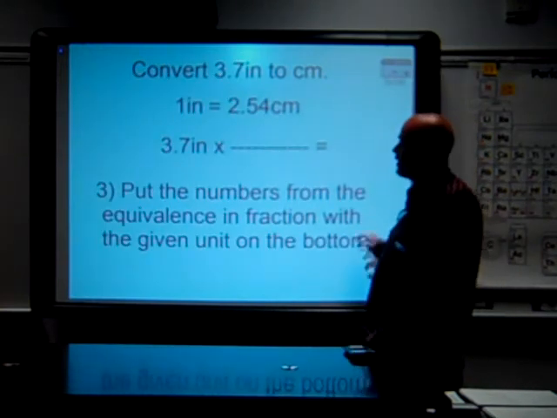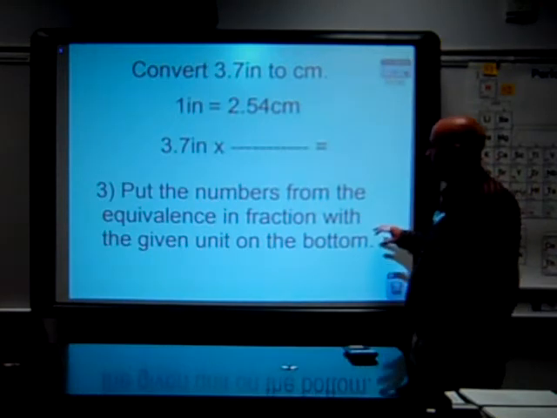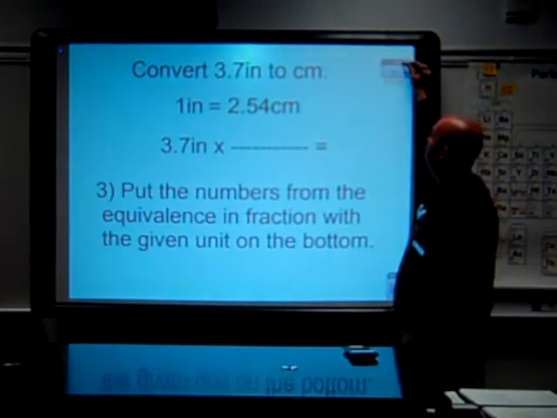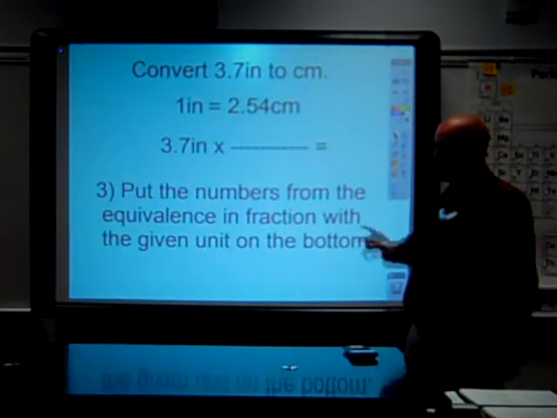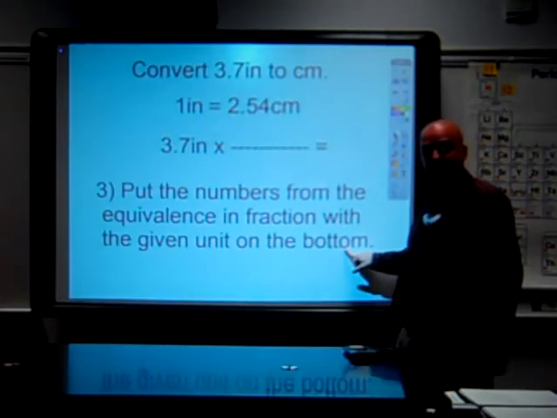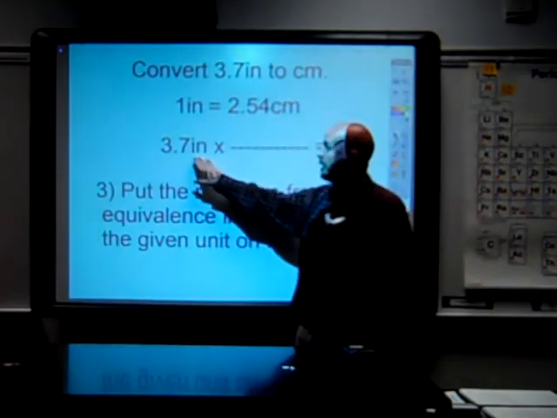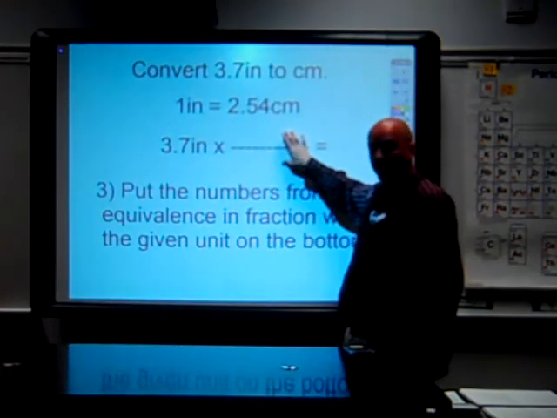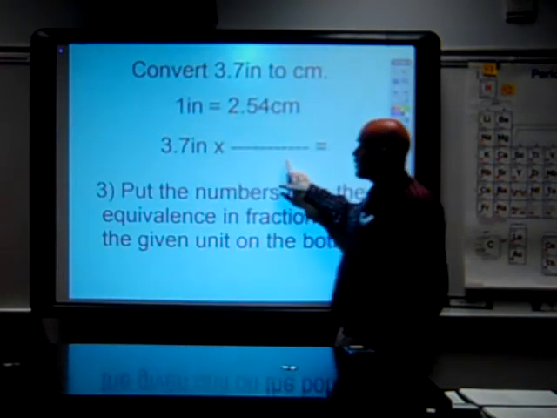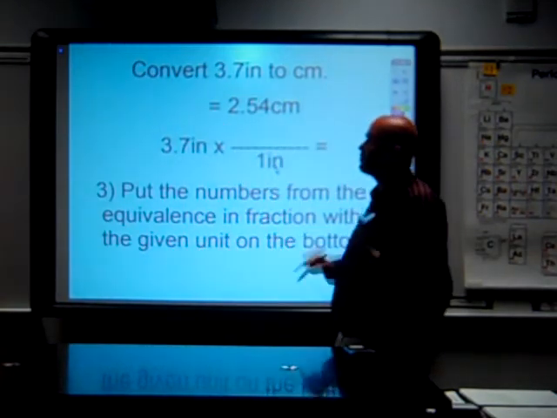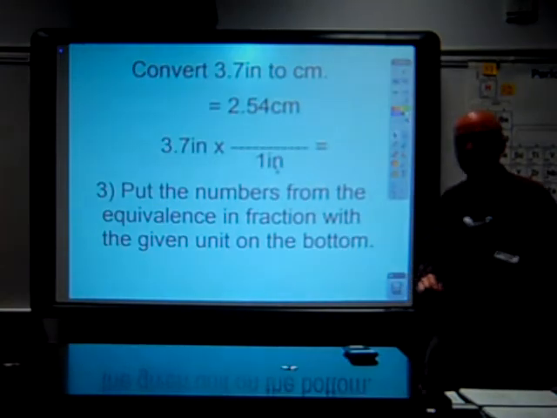Third and final step before we can solve this is to take these numbers from this equivalence and put them into our fraction. And again, remember, given unit on the bottom. Our given unit is inches. So when I take these numbers and write them into the fraction, I've got to make sure inches are on the bottom. So that's where I start. I take my inches, I put them on the bottom.